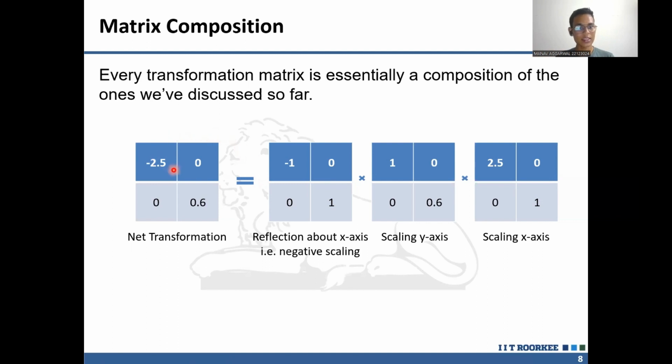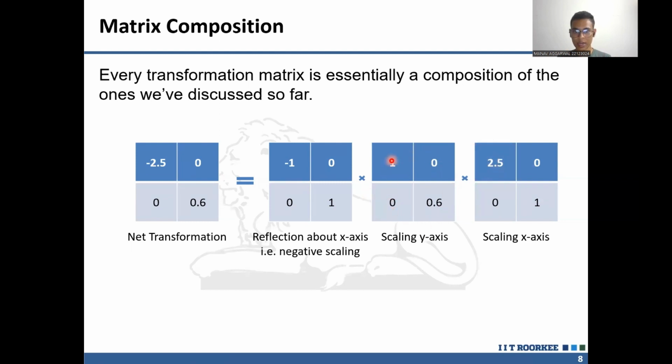For example, this matrix, which represents a net transformation, that is minus 2.5, 0, 0, and 0.6, can actually be broken down into three different operations. That is, the elementary forms of transformation. When we talk about the first transformation, we see that it is a diagonal matrix with a scaling factor in the x-axis. That is, we are magnifying the x-axis because it is positive and greater than 1.